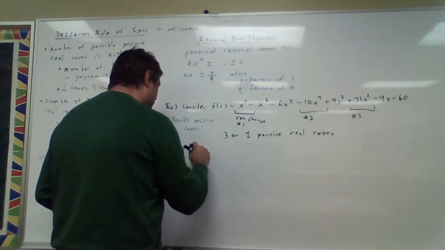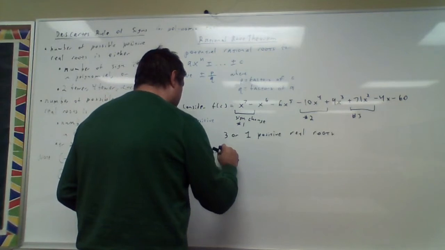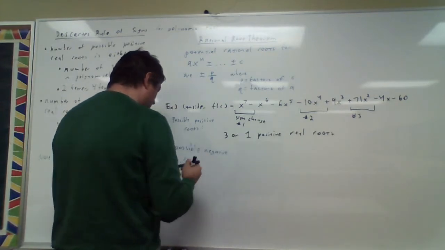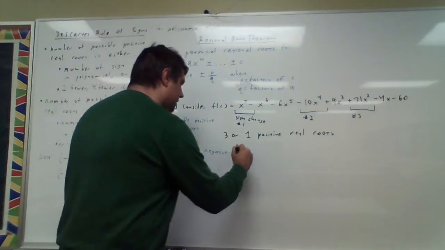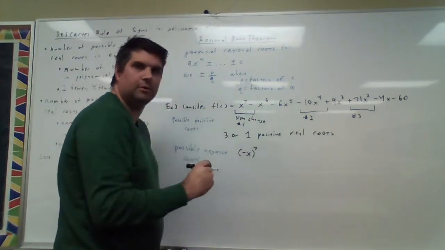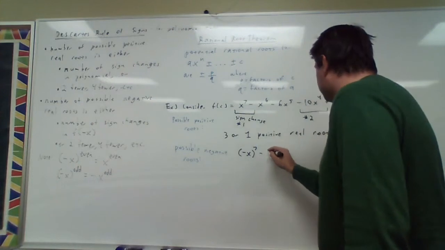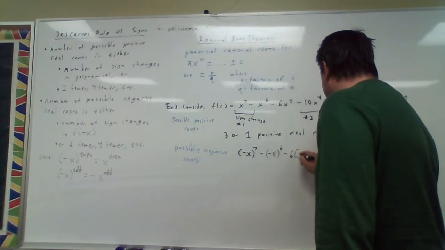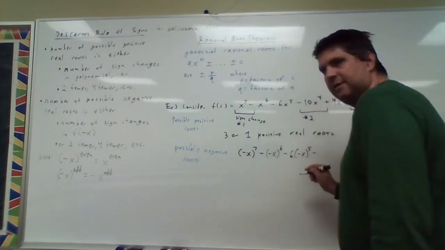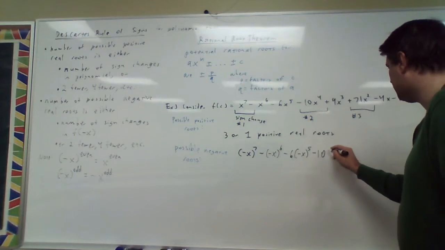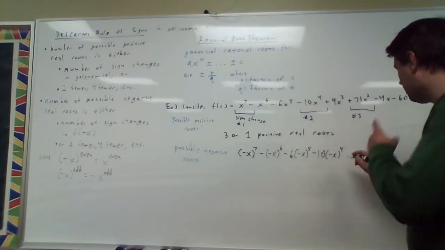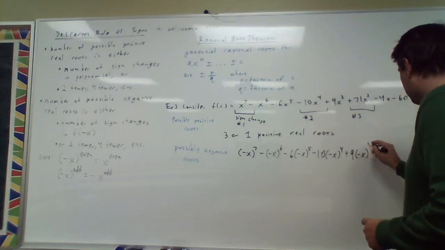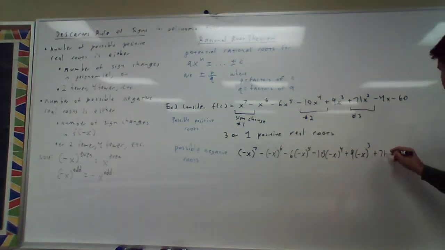Possible negative roots. All right, so that's going to be negative x to the 7th minus negative x to the 6th minus 6 times negative x to the 5th minus 10 times negative x to the 4th plus 9 times negative x cubed plus 71 times negative x squared minus 4 times negative x minus 60.